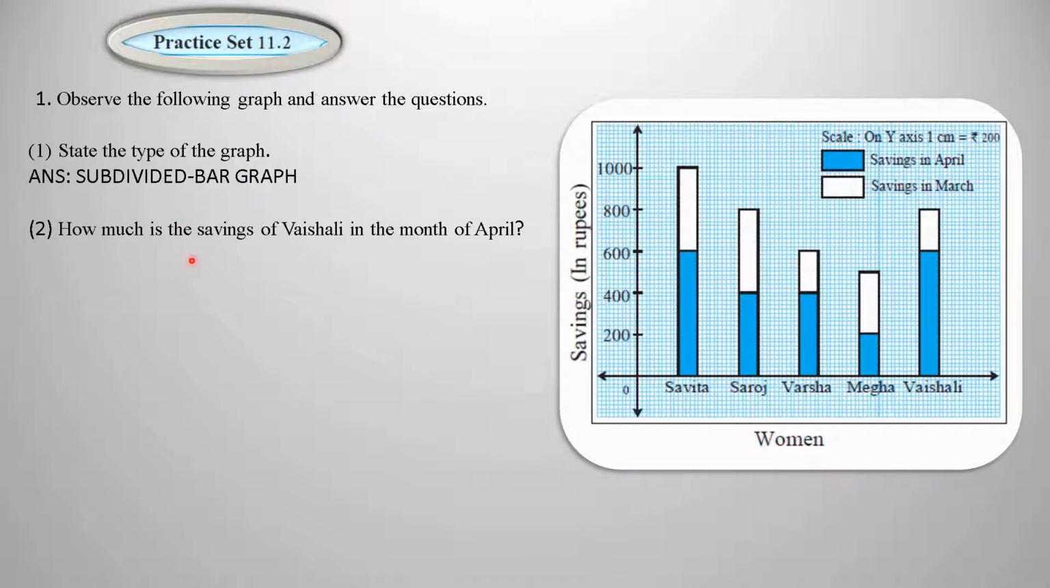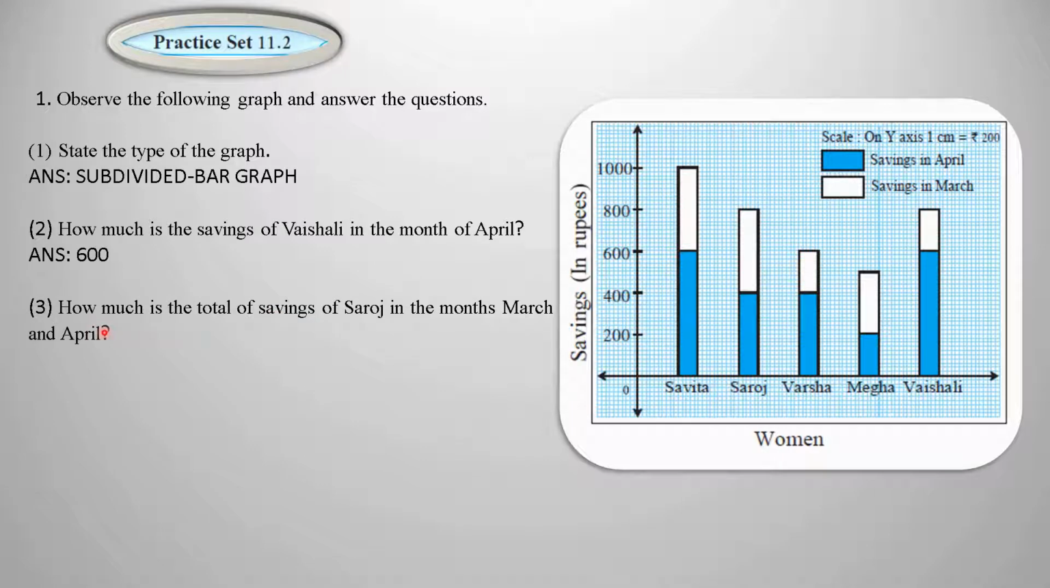Second is, how much is the saving of Vaishali in the month of April. Now, if you see the scale, below the scale it is written: blue color for savings in April and white color for savings in March. Now, if we go to the bar that represents Vaishali, it is this last one. For Vaishali, blue will be the savings in April. So if we see, the blue color bar ends over here, and for that it is 600. So we can conclude that 600 is Vaishali's saving in the month of April.